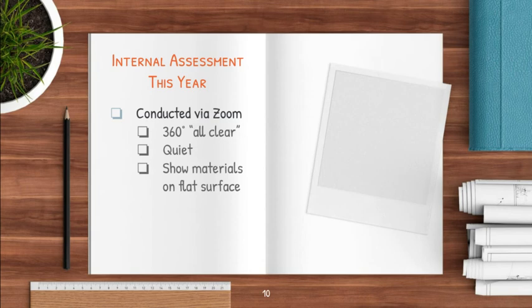And then you also need to show the materials that you're going to be using on a flat surface. That's just to make sure that you are not switching out what you showed me with an already annotated version of your text, and you're not getting an unfair advantage over other students.